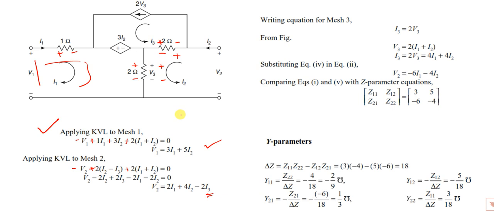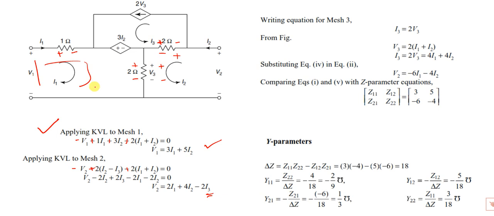So how to eliminate this I3 is, you have to apply KVL for mesh 3. But you cannot apply KVL for mesh 3 because there is a current source, and we can directly tell that I3 is equal to 2V3. I3 is equal to this current value, which is 2V3. Again, I want only terms in I1 and I2, but I don't want the V3 term also.